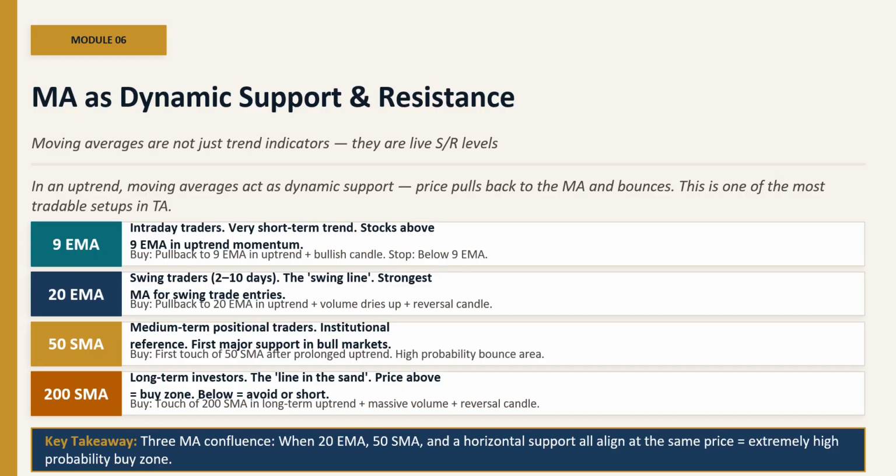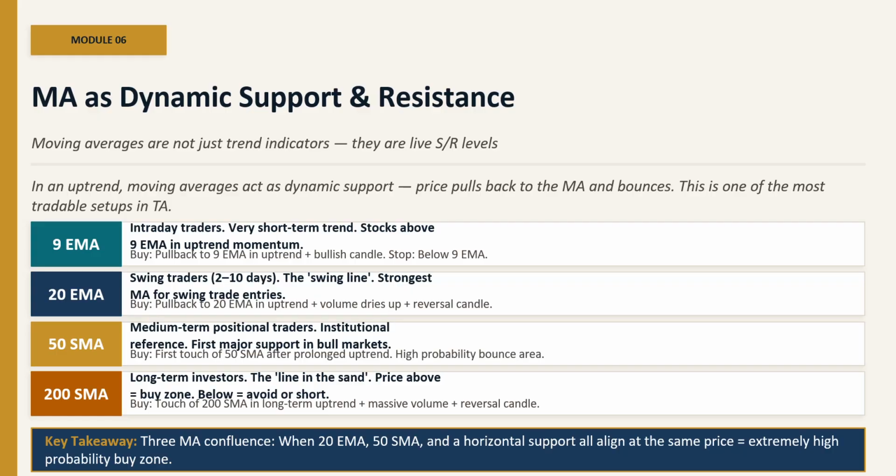MA as dynamic support and resistance. Here is a practical insight that will immediately improve your trading. In an uptrend, moving averages do not just show you the trend direction, they act as dynamic support levels. In a strong uptrend, the 20 EMA acts as support. Price keeps pulling back to the 20 EMA and bouncing. This is one of the cleanest recurring setups in swing trading.